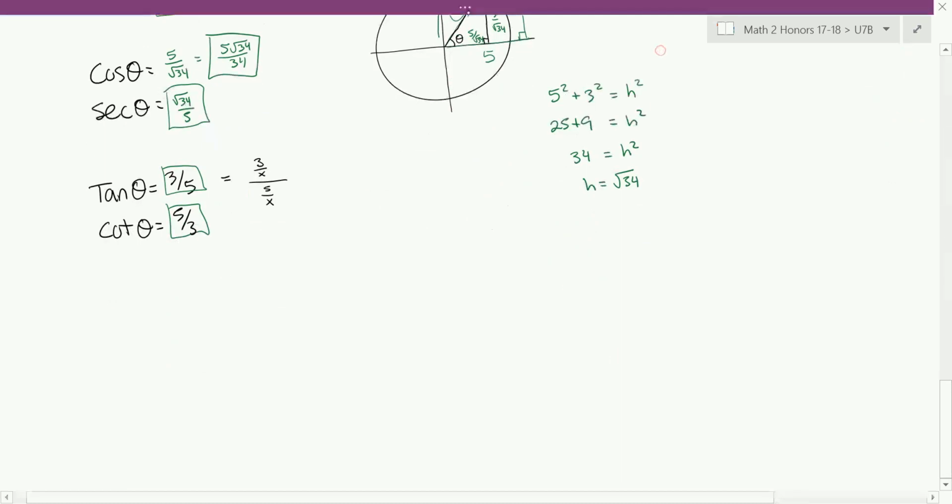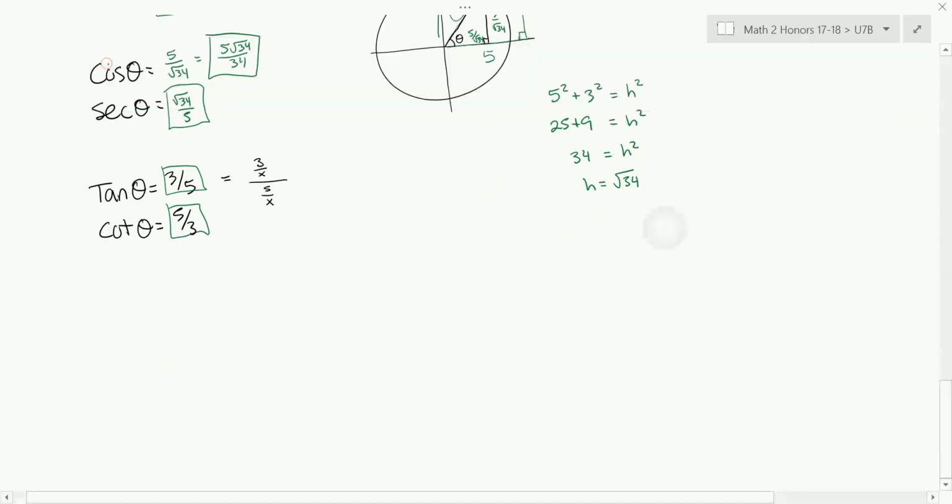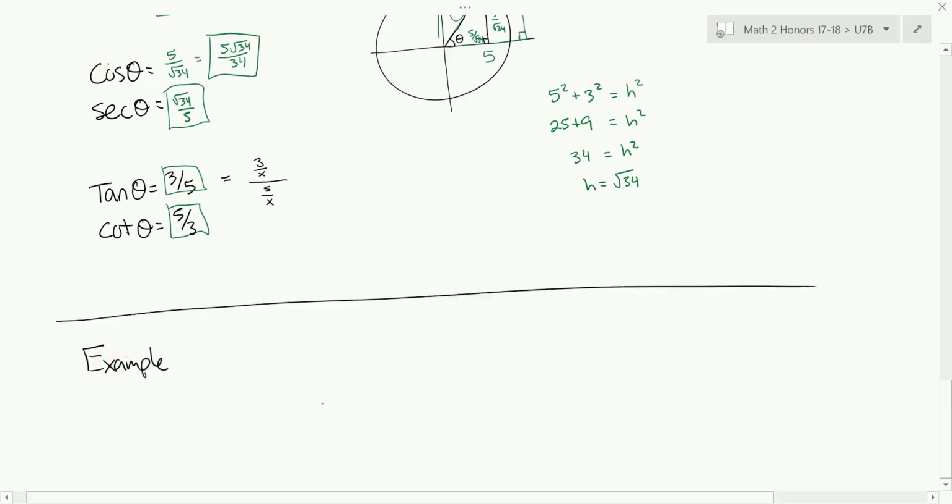All right, a third example. Okay, now I'm going to relate it to what we were doing yesterday. I want you to find the secant of 135 degrees. Okay, and I'm going to give you a little time to do this one. Try to find the secant of 135 degrees.